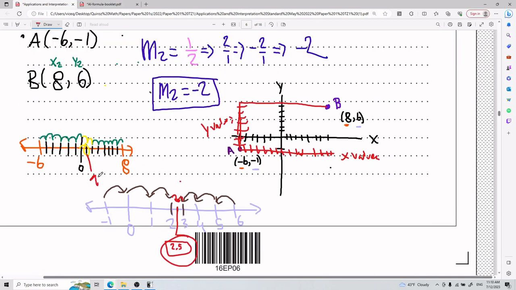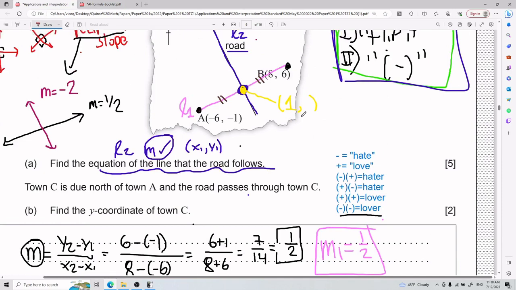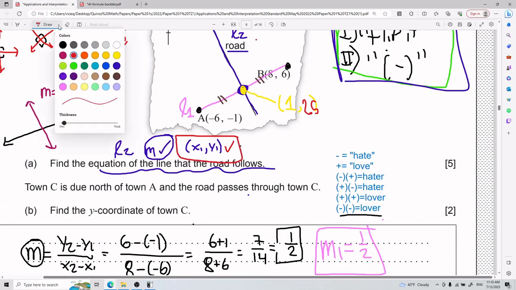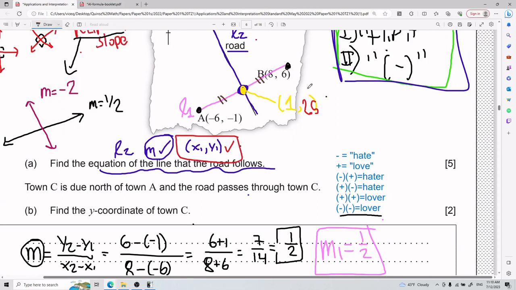Over here we said it was 1. So that means my x value is 1. My y value is 2.5. All right, so now I have the slope and the set of points. That means I can apply the point slope formula, which looked like this. See, we had y minus y1 equals m(x minus x1).